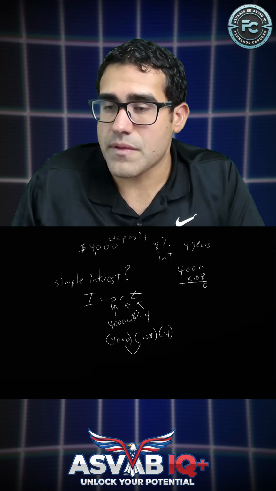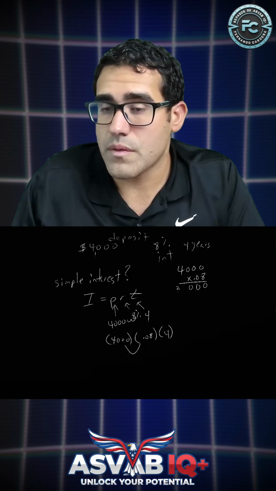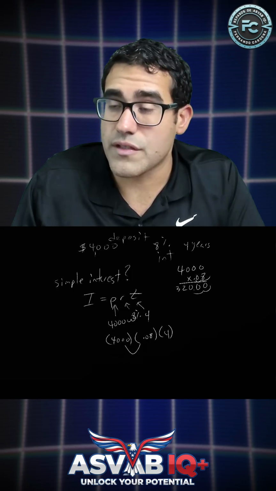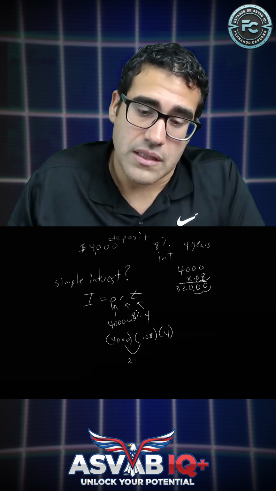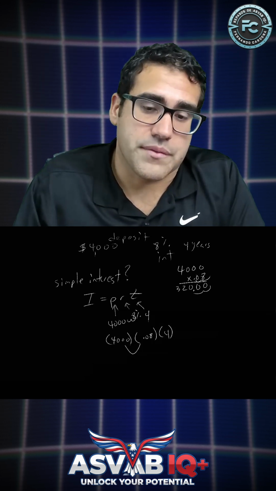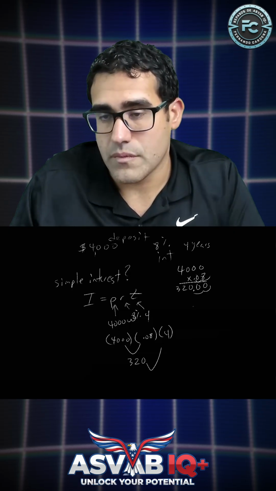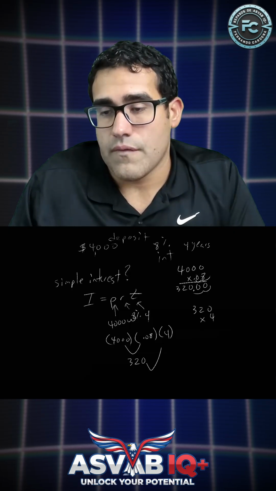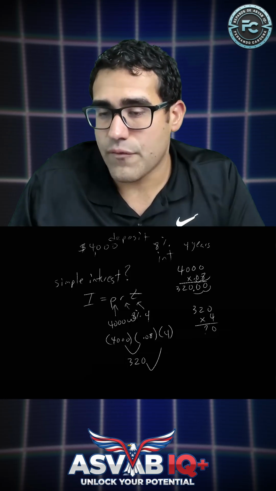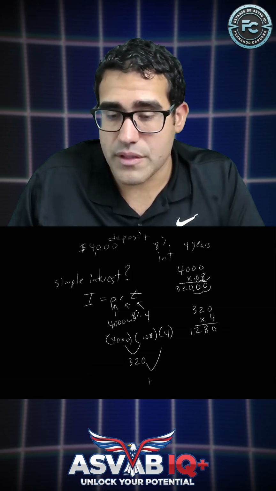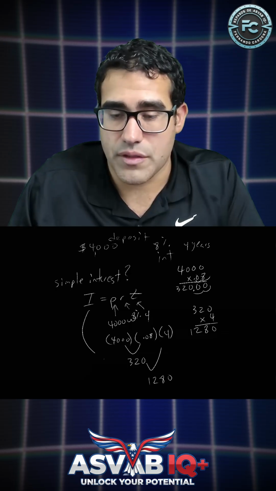8 times 4 is 32, two back, two forward. So that's 320 times the 4 years. 4 times 0 is 0, 4 times 2 is 8, 4 times 3 is 12. So the interest you accumulated was 1,280.